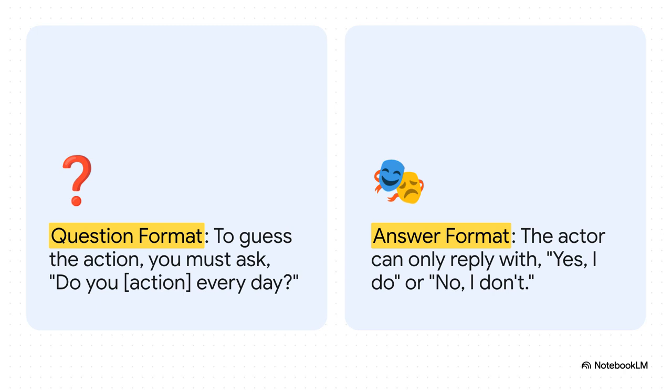One student mimes or acts out an action without talking. The other students have to guess what they're doing. But here's the key. You have to ask the question in a specific way. You have to ask, "Do you?" and then the action every day. So if someone is pretending to play the piano, you'd ask, "Do you play piano every day?" And the actor would answer, "Yes, I do," or "No, I don't."